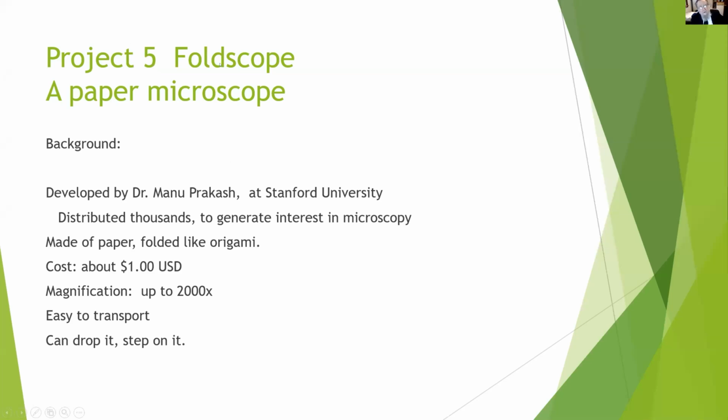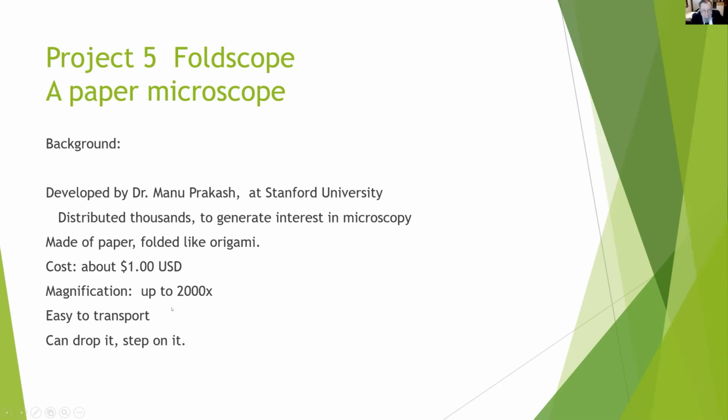Finally, Project 5, a commercial product called the Foldscope. The Foldscope is a paper microscope. Now, this was developed by Dr. Manu Prakash, Stanford, heavy-duty scientist, serious person. He developed this and sent it out by the thousands to generate an interest in microscopy. That's just an aside. But the Foldscope is made of paper. Again, a little firmer than the usual paper, but not too stiff as cardboard goes. It's folded like origami. It costs about $1 compared to an $800 or $1,000 microscope, but it really works.